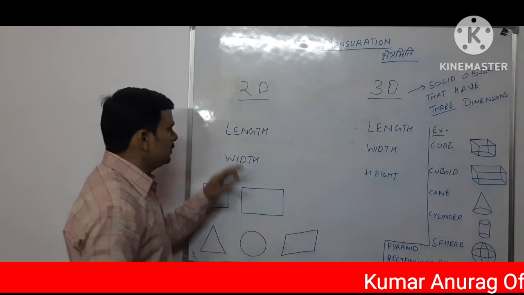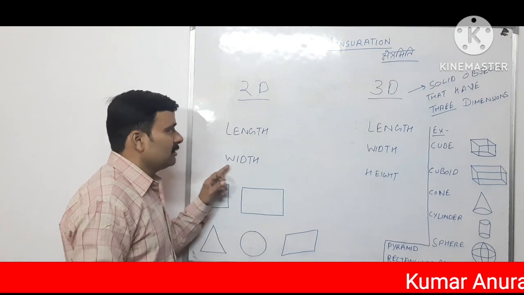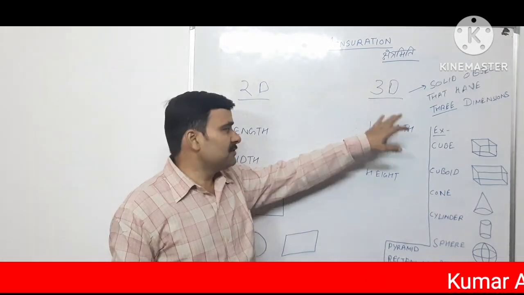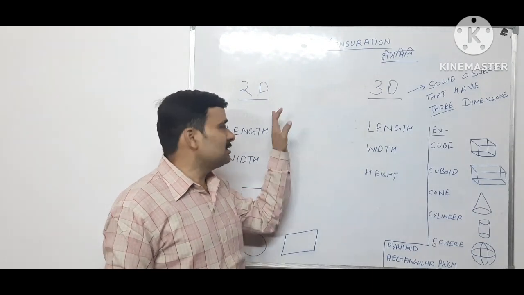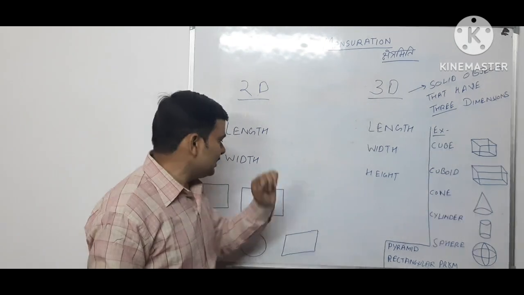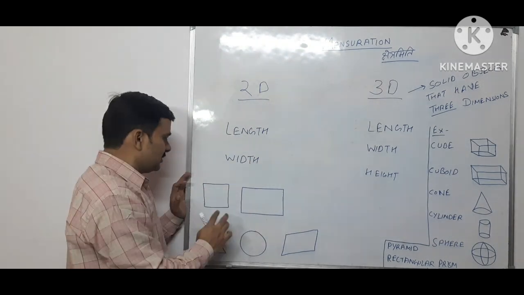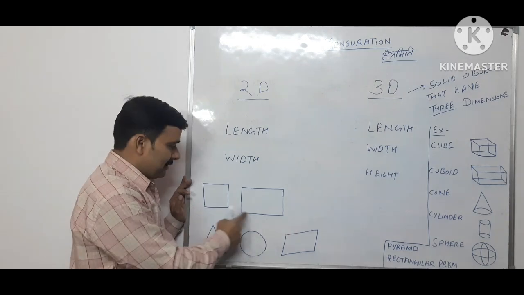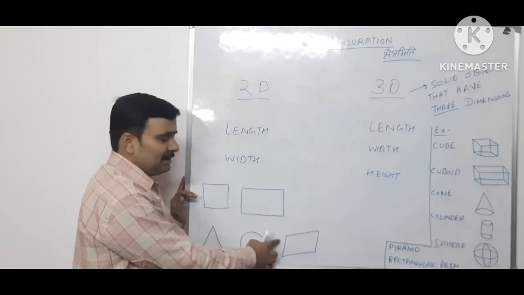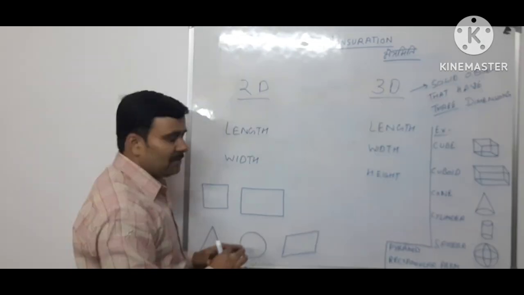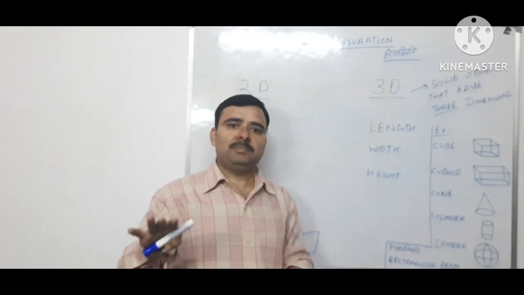In 2D shapes, we have length and we have width. On the other hand, in 3D shapes, we have length, width, and also height. In 2D shapes, we have no height. For example, 2D shapes, as we know, are the square, rectangle, triangle, circle and parallelogram. They are easily made on a plain diagram, plain paper.